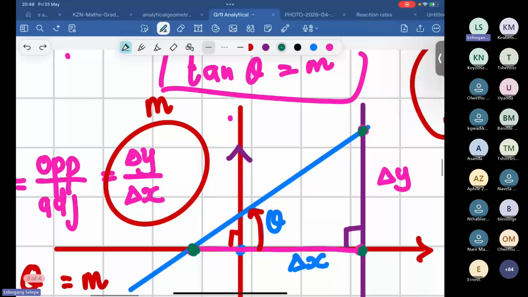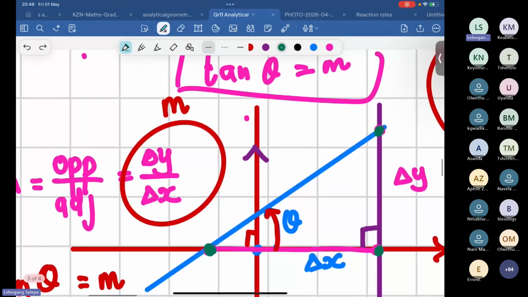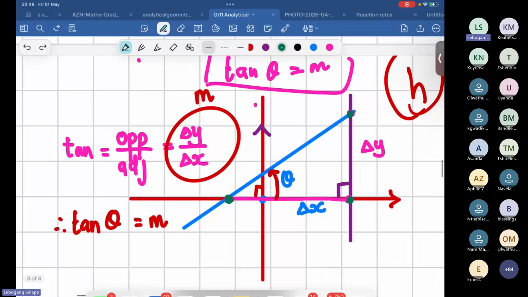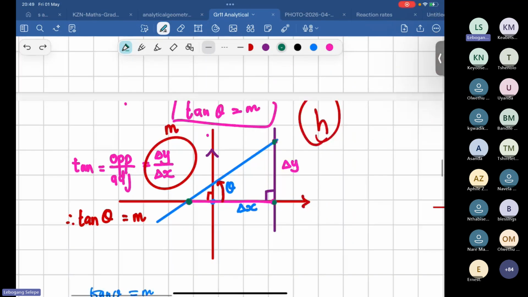So tan is the opposite over the adjacent. Opposite in this case is our change in y. Adjacent is the change in x. So change in y over change in x is how we calculate gradient. That tells us that tan gives us change in y over change in x, which is the gradient. So that's how we end up saying tan theta is equal to the gradient of the function. Okay, is that making sense? Yes, it is. Thank you.